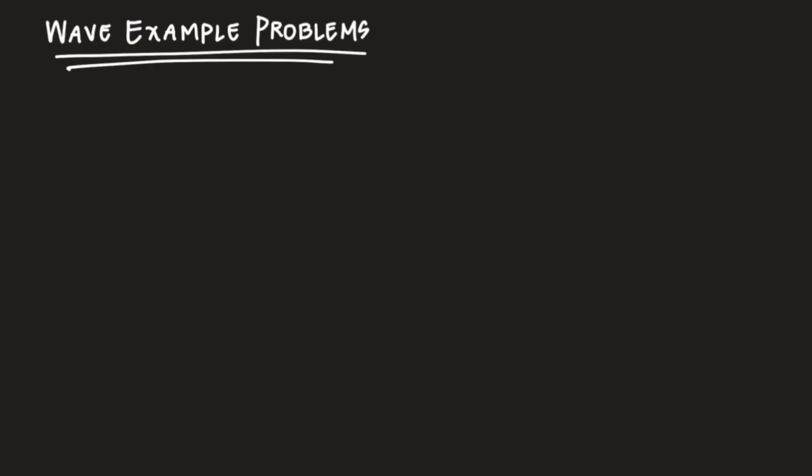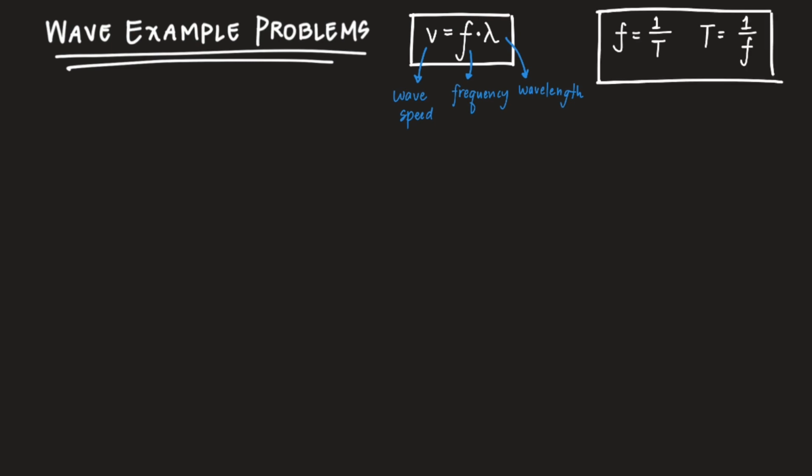Hello, everyone. It's time to tackle some wave example problems. Before we get to the examples, it's important to remember what our equations are. So I'm going to throw those up there. We've got our wave equation, velocity or wave speed equals frequency times wavelength. And we also have the period frequency relationship. So frequency is the inverse of period and vice versa.